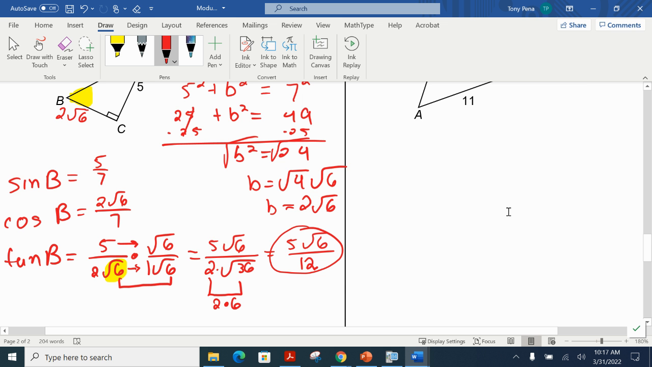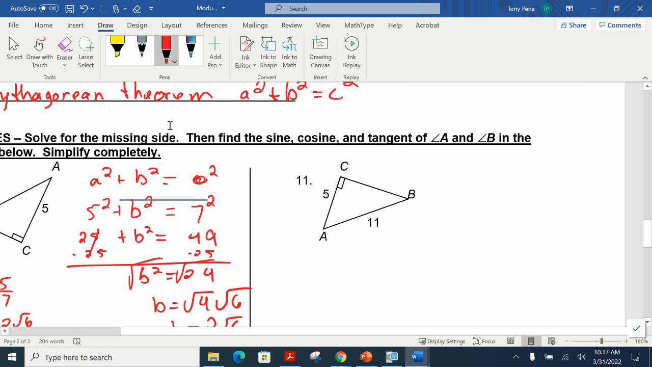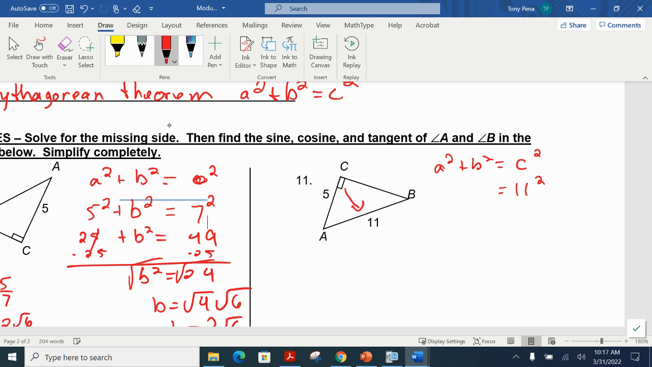All right. Okay. So real quick, go to number 11. Let's do the Pythagorean theorem one more time. So a squared plus b squared equals the c squared. The c is an 11. All right. That's your hypotenuse. So the 11 must go there. And then we have 5 squared plus b squared. All right, go ahead. 5 squared is 25. 11 squared is 121. We'll subtract that 25 over. So that b squared is 96.